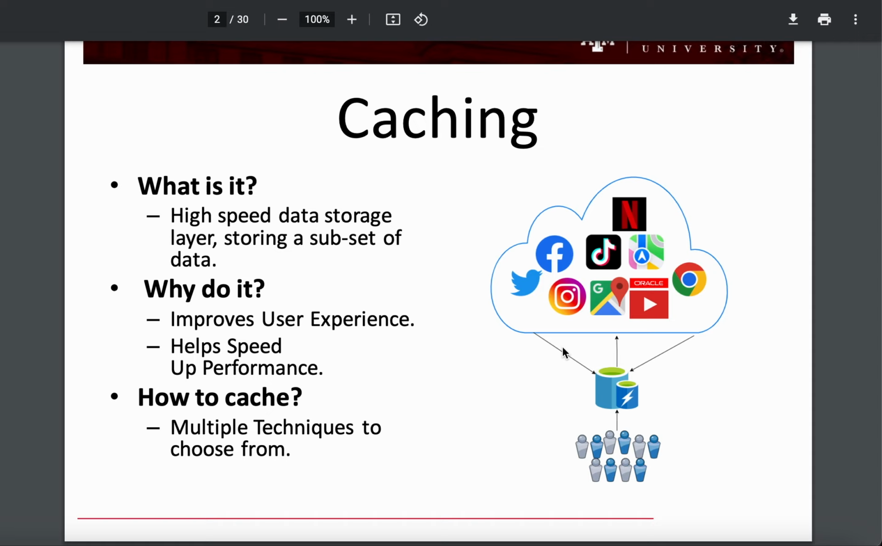Caching is nothing but a high-speed data storage layer. It stores a subset of data that can be accessed by the user. This data is generally the most popular data that any provider has.